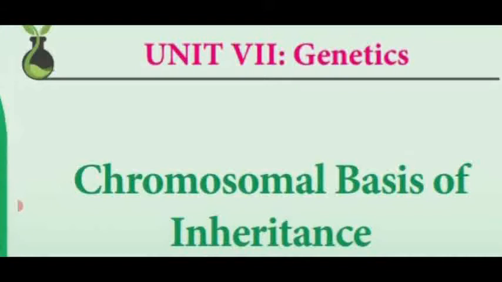Then we have seen another type of ploidy, that is euploidy, which is divided into different types: haploidy, diploidy, and polyploidy. Haploidy is again divided into monoploidy. Polyploidy is divided into autopolyploidy and allopolyploidy. Autopolyploidy is again divided into autotriploid and autotetraploid. So up to this we have seen in the previous video class.